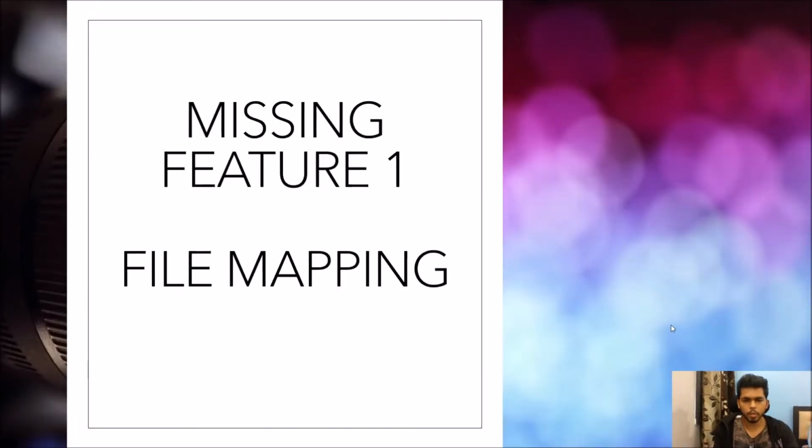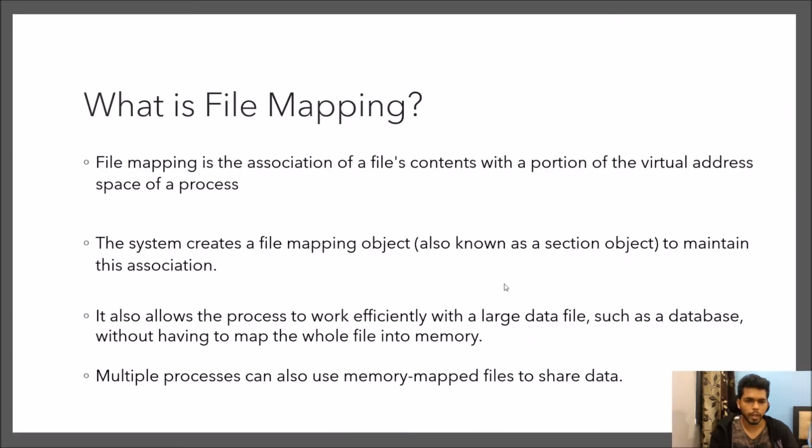The first technique we will look at is file mapping. We will start with its general introduction, its working in Windows 10, and finally its implementation in x86. What is file mapping? File mapping is the association of a file's content with a portion of the virtual address space of a process. The system creates a file mapping object, also known as a section object, to maintain this association. A file view is the portion of virtual address space that a process uses to access the file contents.